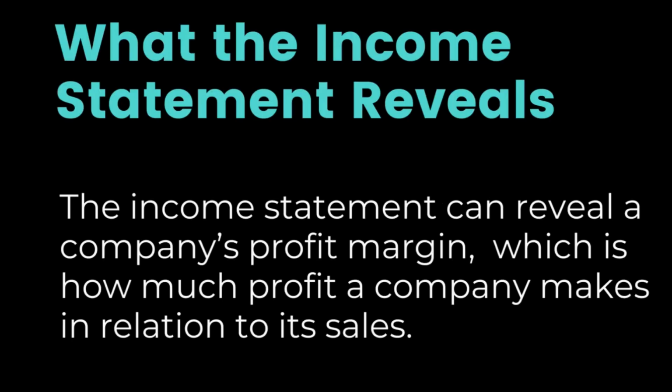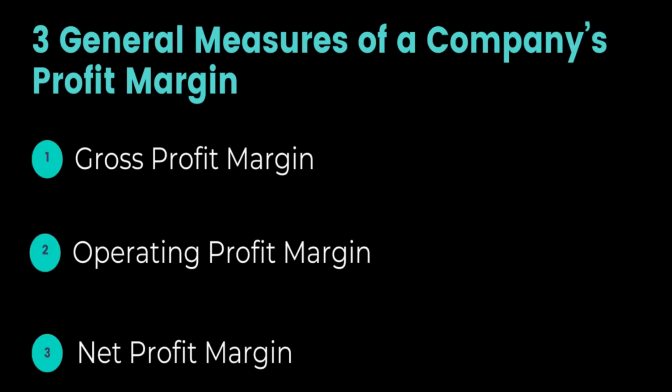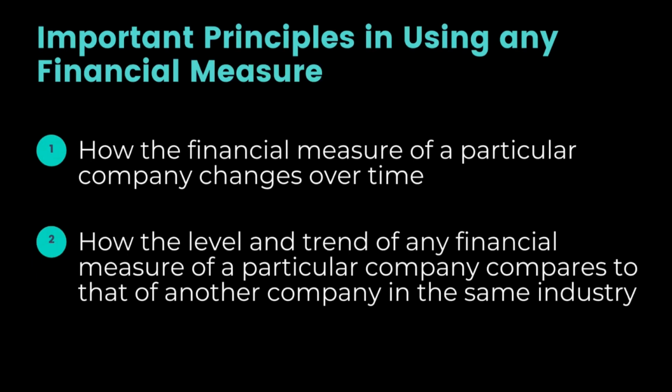The income statement can reveal a company's profit margin, which is how much profit a company makes in relation to its sales. There are 3 general measures of a company's profit margin. 1. The gross profit margin. 2. Operating margin. And 3. Net profit margin. Before describing each of these company profit margins, I just want to remind you about a couple of important principles in using any measurements to determine the financial health of a company.